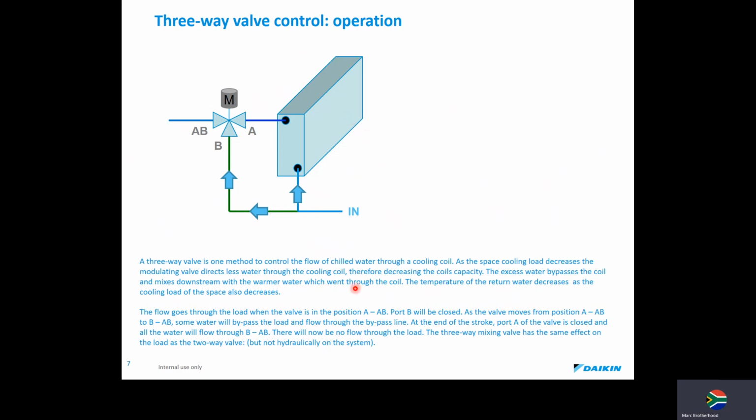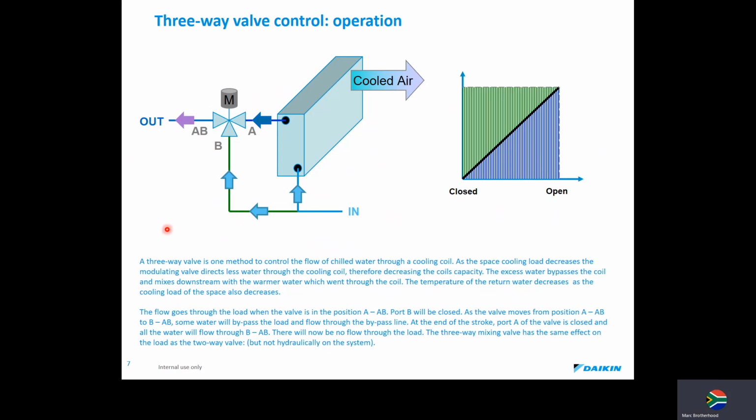The flow goes through the load when the valve is in position A/B. Okay. And here we see the cool air. I'll show you.